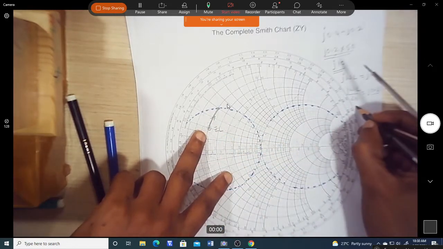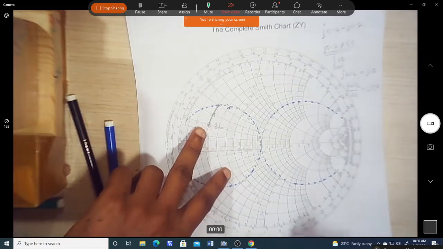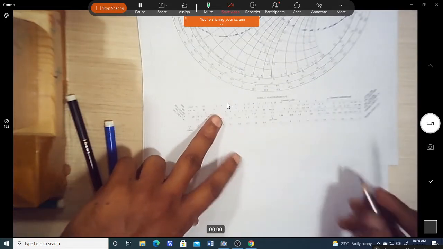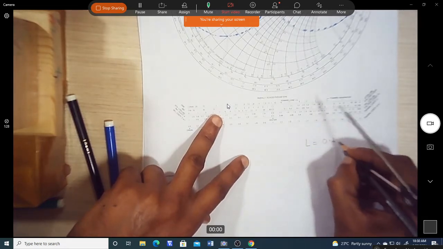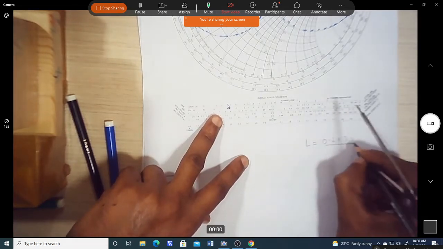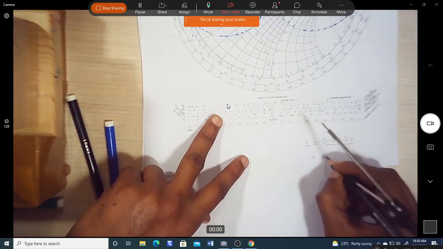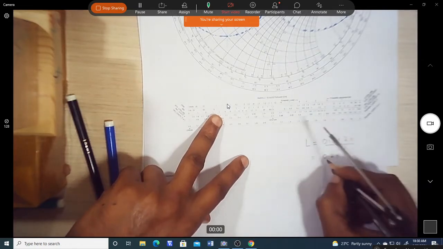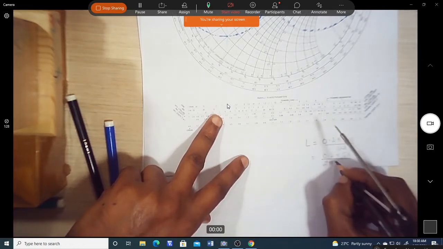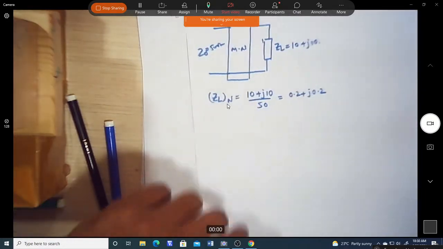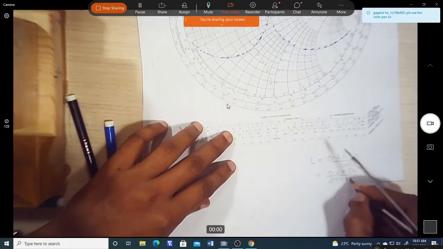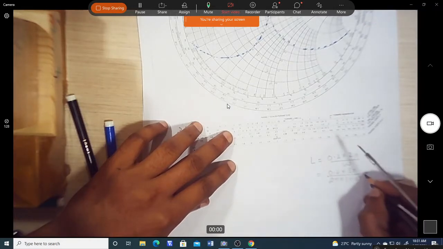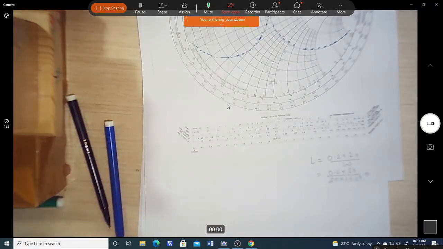So now we can calculate the value of L. L is equal to 0.2 into Z0 divided by omega, which is equal to 0.2 into 50 divided by 2 pi into the frequency, which is given as 1 gigahertz, that is 2 pi into 1 into 10 power 9. Now find the value of L. Tell me the answer.